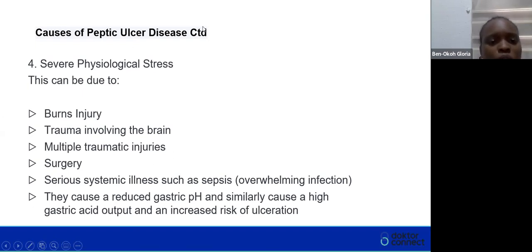People undergoing very severe physiological stress, like burns, accidents, or the stress of surgery, can also have increased stomach acid production. For all these, usually when they're on admission, medications are given to reduce the effects, because this is physiological, it's just something that happens. So medications will be given to prevent it.